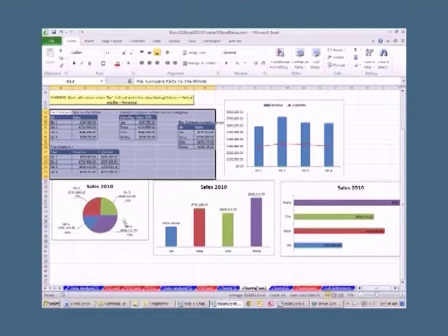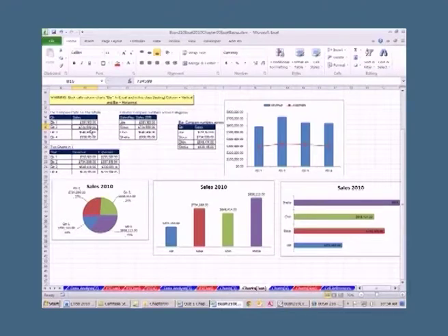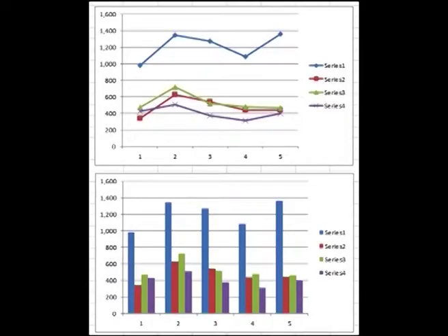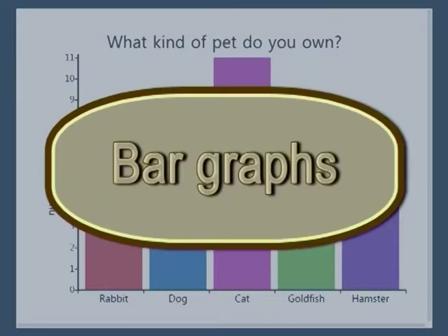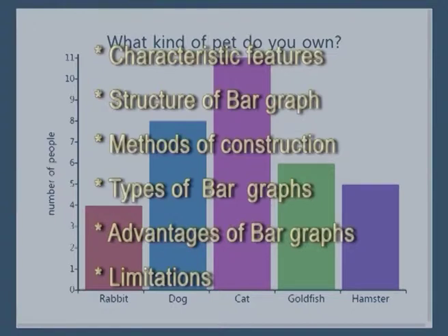Geographers often use graphs because they are a simple yet effective way of showing statistical data. It is important for students to be familiar with a variety of graphs since each one is best suited to represent certain types of information. In this episode, we are going to study about the uses of bar graphs and line graphs. The following modules are covered. Bar graphs, characteristic features, structure of bar graph, methods of construction, types of bar graphs, advantages of bar graphs, limitations.